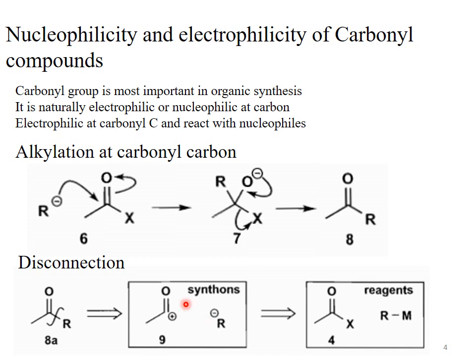When we have to disconnect such compounds, then we will disconnect this bond, the bond present between R and the carbonyl carbon. This is the alpha bond, and this wiggly line shows the breaking of the bond. So this is a carbon-carbon bond. When this alpha carbon-carbon bond is disconnected, we have two types of synthons.